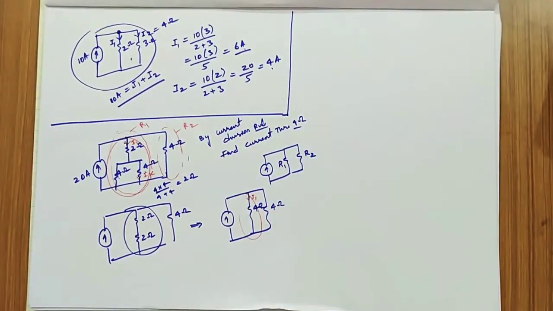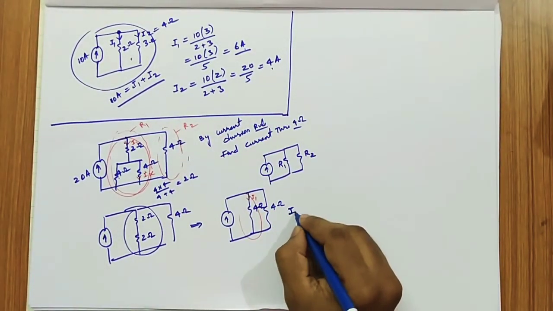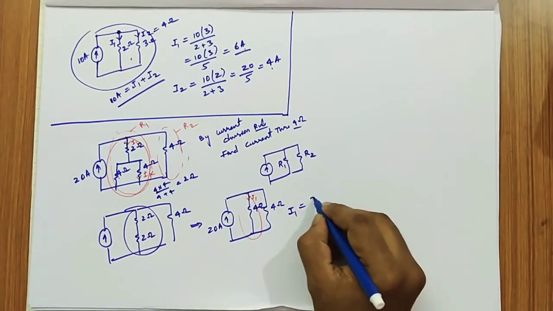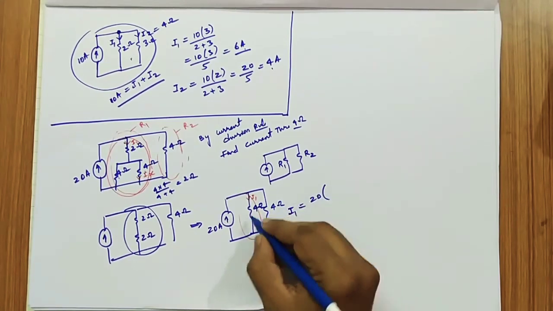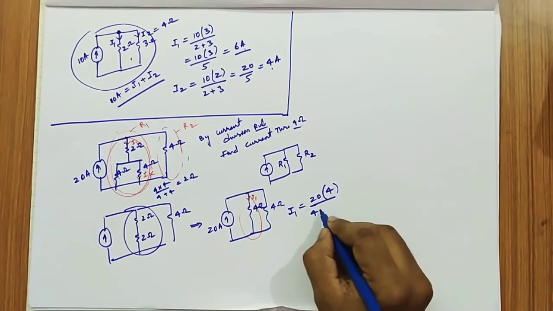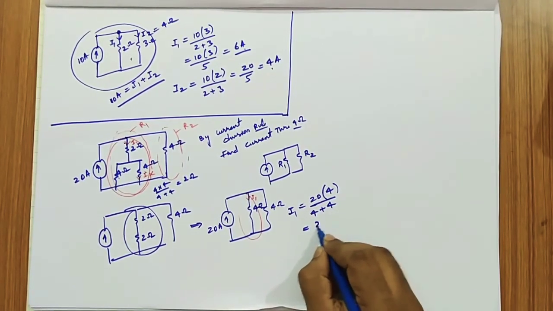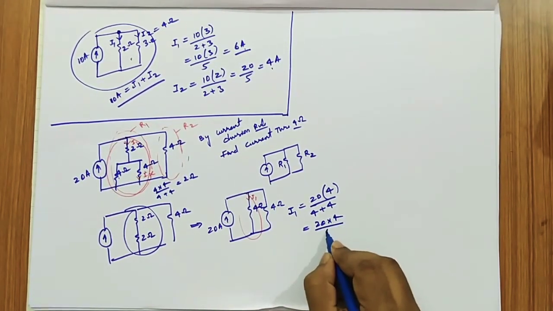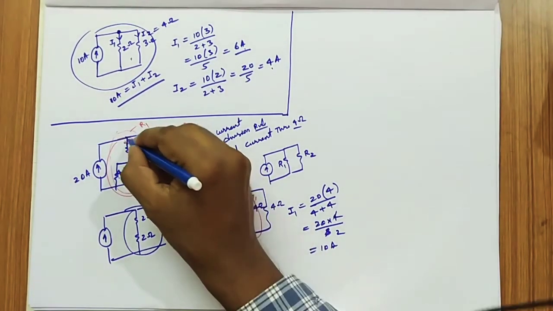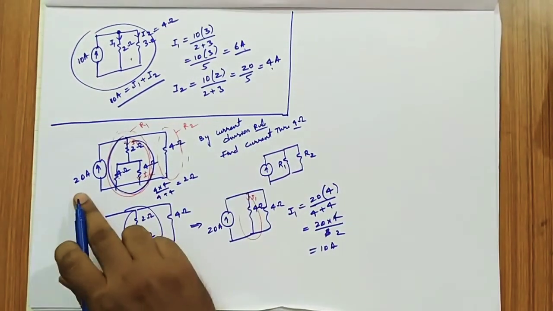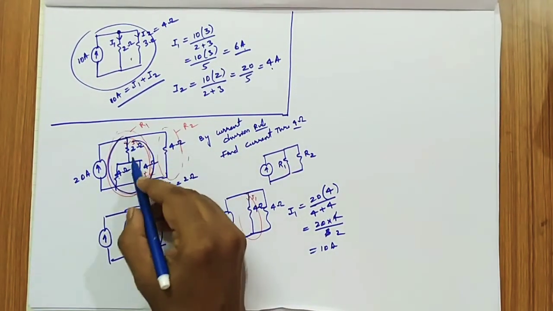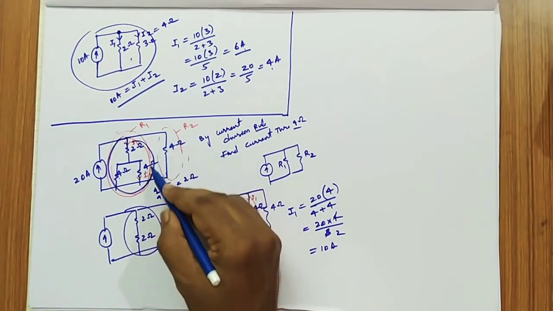Okay, 4 ohm. So I1 by the current division rule is what? The supply current is 20 amps. So 20 amps, the supply current, into the other, opposite resistance, which is 4 by 4 plus 4. So what do you get? 20 into 4 by 8. So 10 amps is flowing through this branch. So the total supply current is 20 amps, 10 amps is flowing through this branch and 10 amps will flow through the other branch.